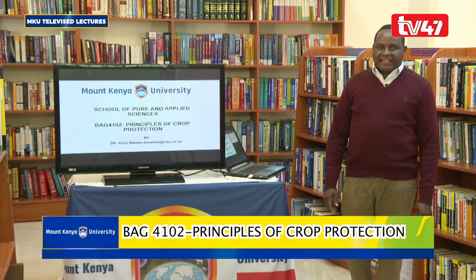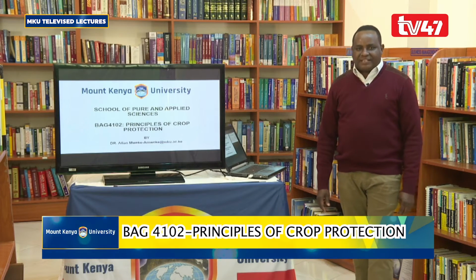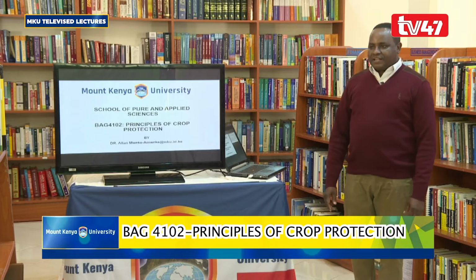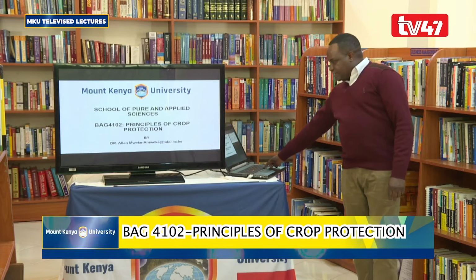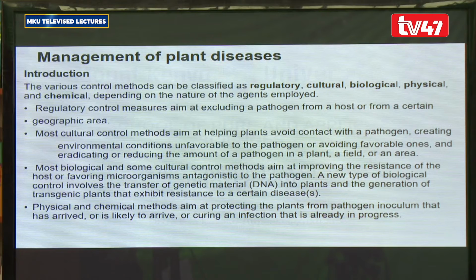The principle of disease management is not always elimination. It is always trying to reduce the impact of the infection so that the farmer can harvest something and also be able to reduce the yield losses. I'll take you through the introduction briefly: we know there are a number of methods applied to control plant disease. They include regulatory, cultural, biological, physical, as well as chemical control. And above all, we have integrated pest management, which combines different approaches.